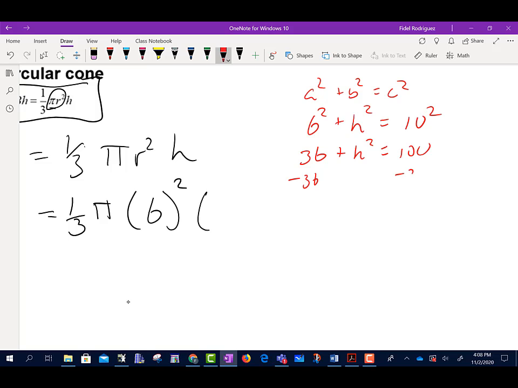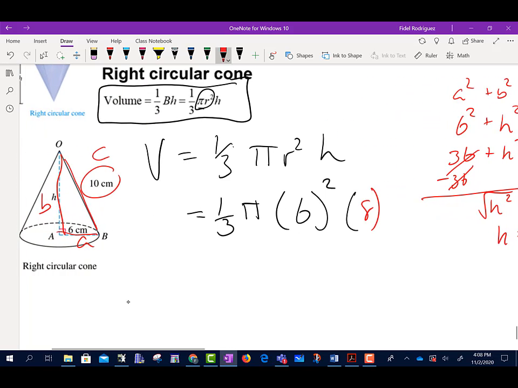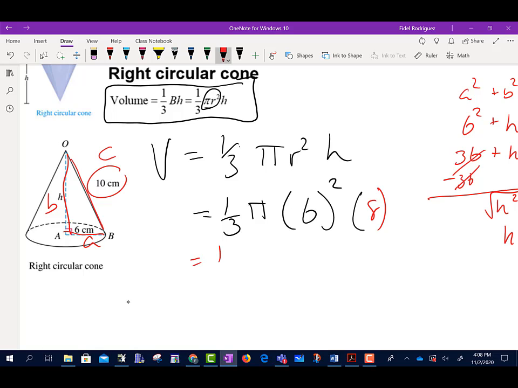So we're going to subtract 36 on both sides. H squared is going to be equal to 64. When we take the square root of 64, H is going to be equal to 8, because the square root of 64 is 8. So that's going to be 8 right here. Now we're going to have 1/3 pi.